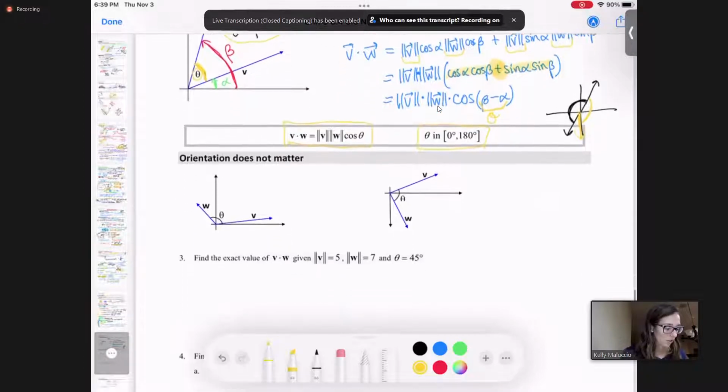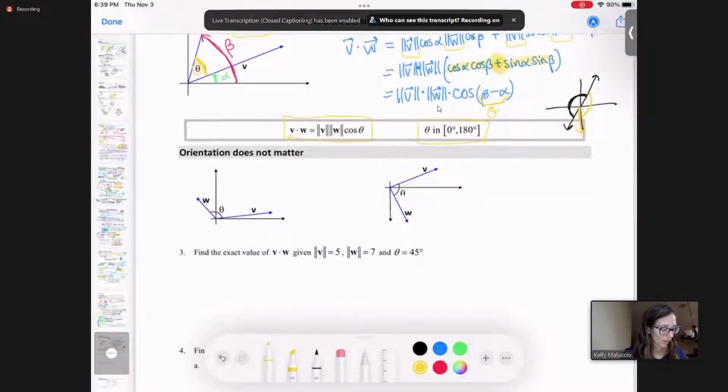And that's actually what this next picture shows. Orientation does not matter. So we could move v and w around. Look at this, w is going this way, v is going this way, and here's my theta. That's one picture, but I could take w, reflect it to go this way. So now here's w, take v, move it up a little, and here's theta.